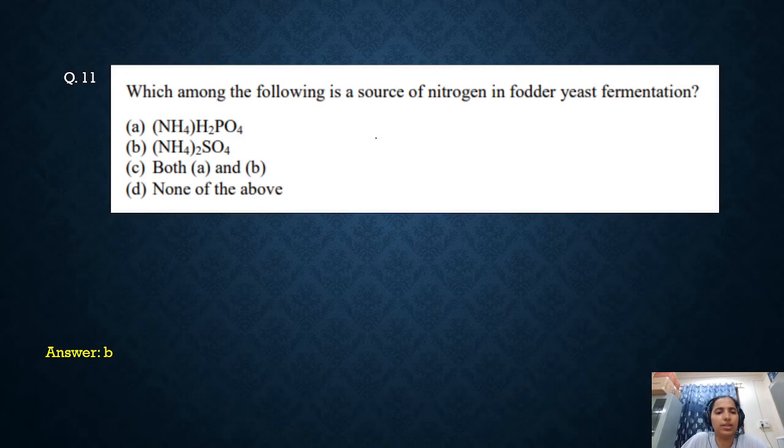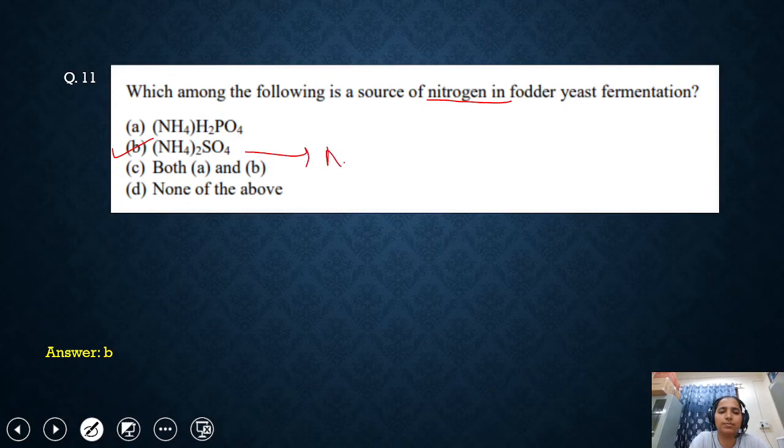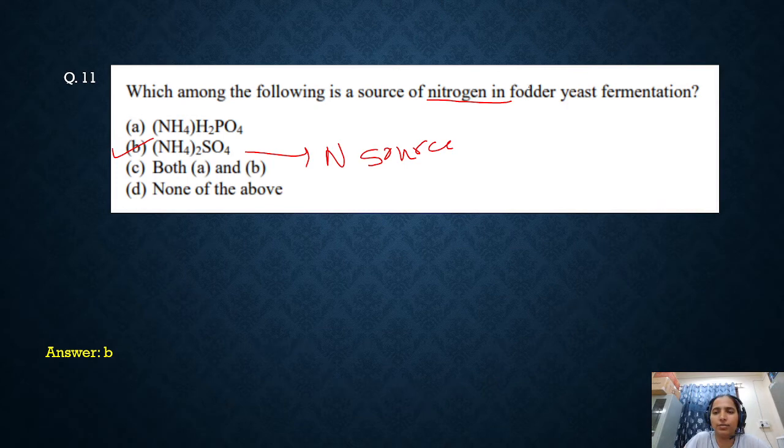Okay, now coming to the next question. Which among the following is a source of nitrogen in the fodder yeast fermentation? They are asking which is the nitrogen source that you use. So first one is ammonium biphosphate, ammonium sulfate, or both A and B, or D, none of the above. So this ammonium sulfate is mainly used as a nitrogen source in the fodder yeast.